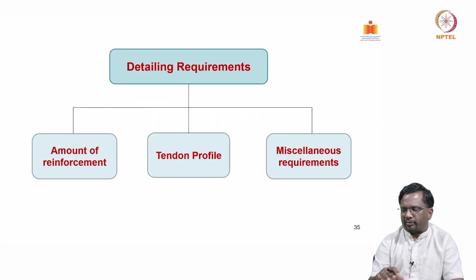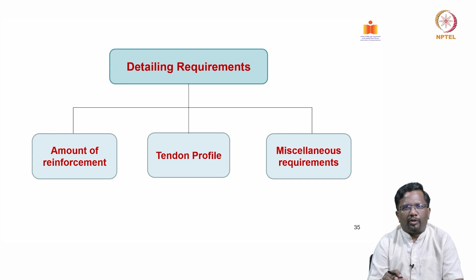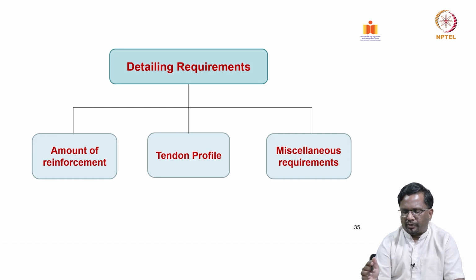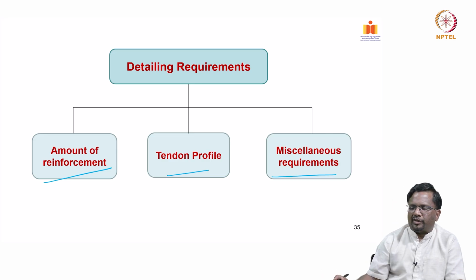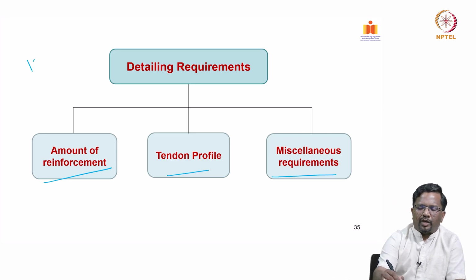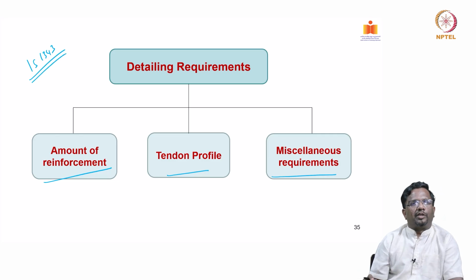Now, detailing requirements. So, let us spend some time on what are the minimum requirements from detailing point of view. So, first let us talk about amount of reinforcement, tendon profile, and some miscellaneous requirements that are given in IS. Predominantly we have taken from IS 1343, but some additional requirements can be there from IRC as well.